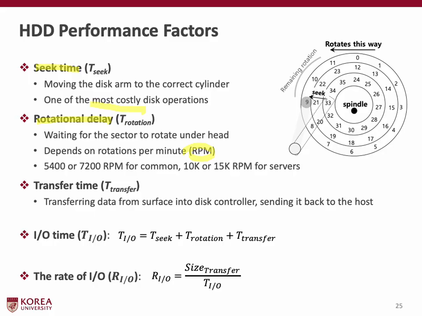Common hard disk devices have 5,400 or 7,200 RPM. And the last factor is the transfer time, which means the actual time to read or write the data. So we can calculate I/O time through this formula, that is by adding these three factors. And the rate of I/O is equal to the size of data transfer divided by I/O time.